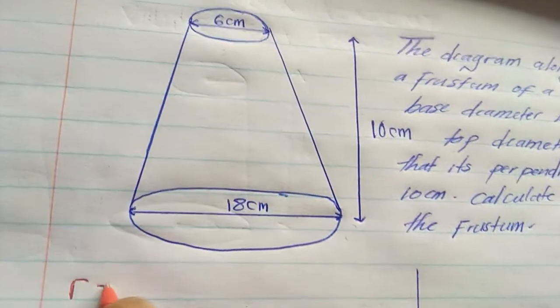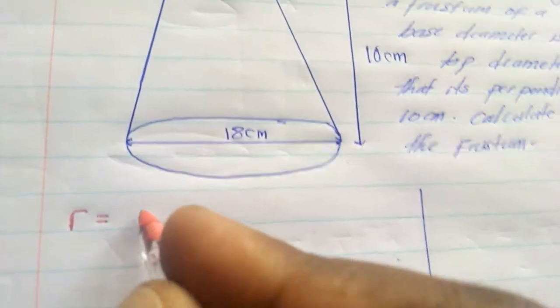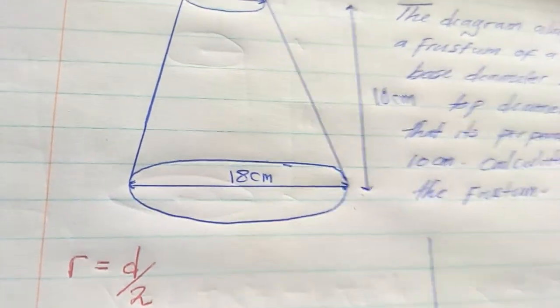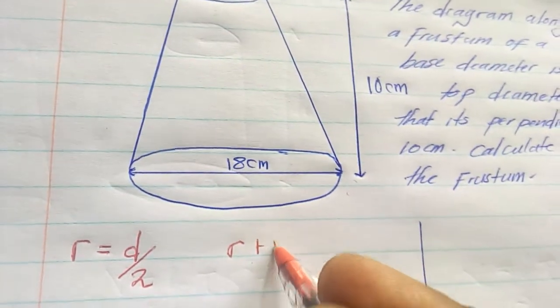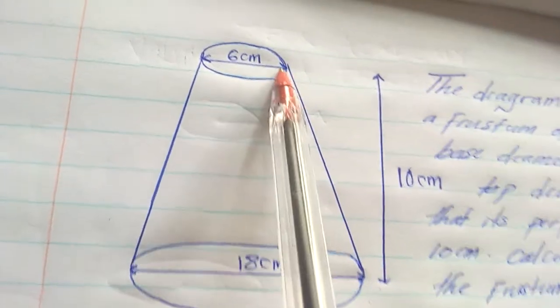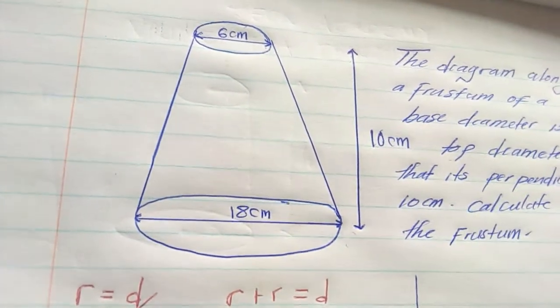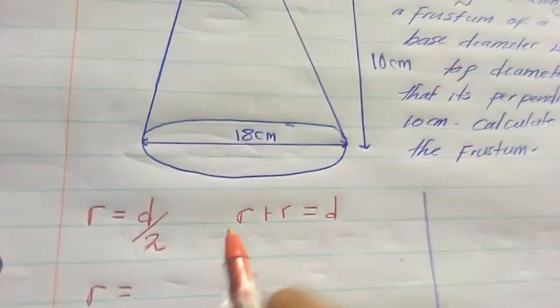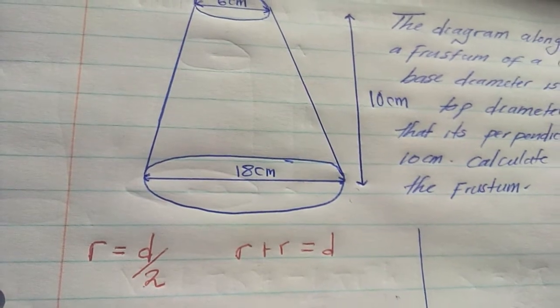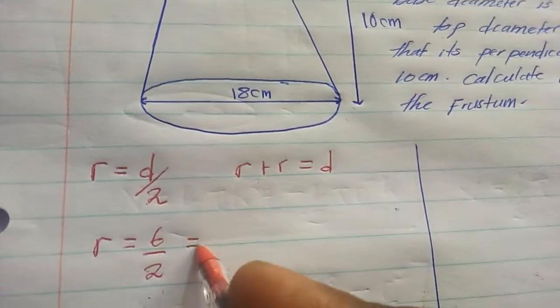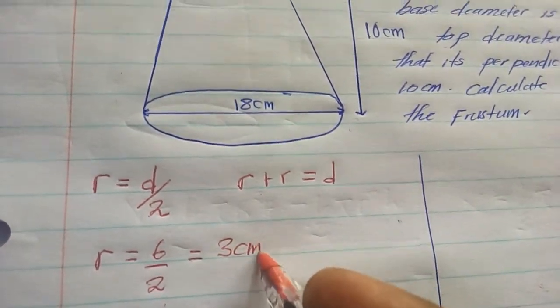What is the small radius given? From mensuration in grade 8 and 9, we know that the radius is given by d over 2, or we can say radius plus radius is equal to the diameter. Since we have been given the diameter, this will be the easiest. So the radius is equal to the small diameter, which is 6 over 2, and this gives us 3 centimeters.